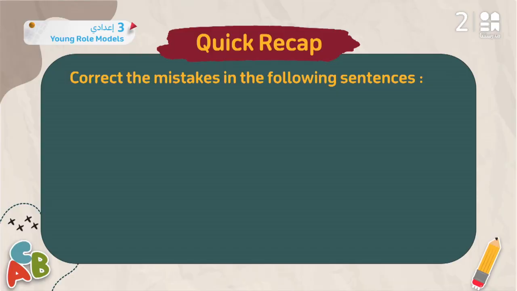Unit 5 is called Young Role Models. As usual, we're going to start with a quick recap on the previous unit and then we're going to proceed with Unit 5. يعني زي ما احنا متعودين بنبدأ بريفيجن سريع على الدرس اللي فات وبعدين بنبدأ اليونت الجديد.